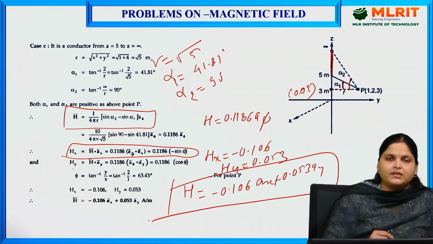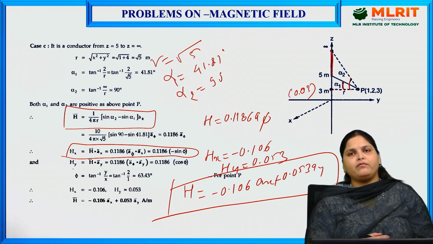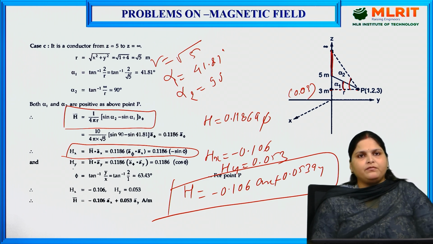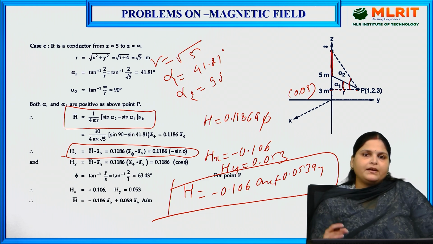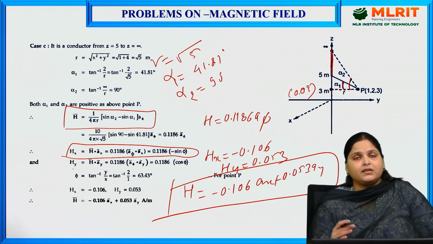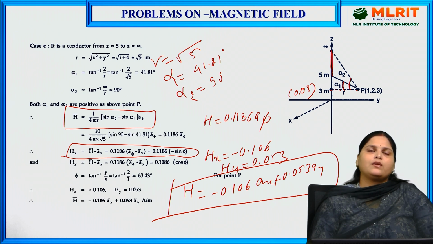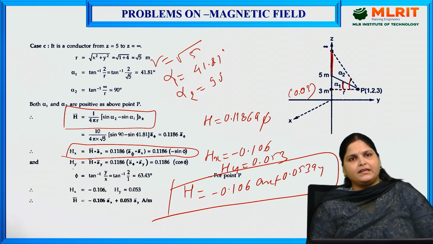So these are the 3 parts of this question solved, where we have taken 3 different arrangements of the current carrying conductor. The first one was extending from minus infinity to plus infinity. The second was extending from 0 to 5, and the third one is extending from 5 to infinity. That is how we can calculate field intensity by finite and infinite length current carrying conductors.